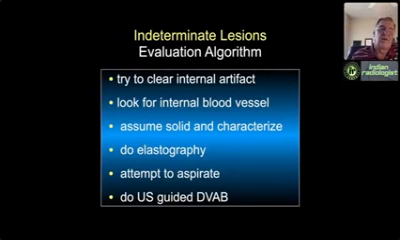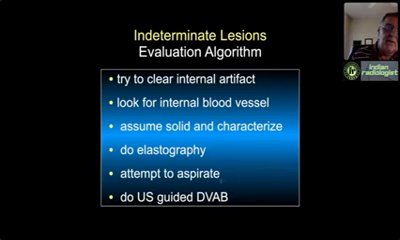So there are several approaches. We can try to clear the artifact with harmonics and spatial compounding. I showed you that earlier. We can look for internal blood vessels, because if there are internal blood vessels, it's either an encysted papillary lesion or a solid mass. We can just say, hey, what's the worst? It could be solid. And if we characterize it, it'll be BI-RADS 3, but then we're obligated to do 6-month follow-up. We can do elastography to try to distinguish echogenic fluid from solid. We can attempt to aspirate it, or we can do ultrasound-guided directional vacuum-assisted biopsy.